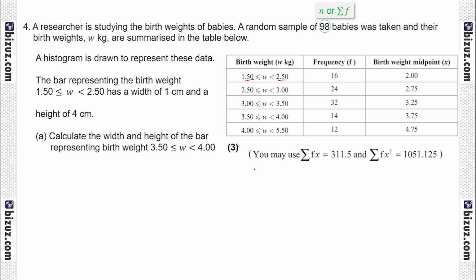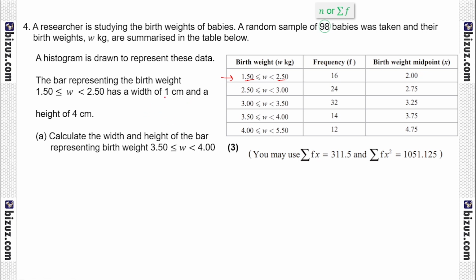And they have given, you may use these summary statistics. The sum of f times x is equal to 311.5 and the sum of f times x squared. However, information like this is usually handy when finding the mean and standard deviation, which will come up later. So for now, this isn't actually useful. So for this question, as you can see here, for one class, we know everything. For this class, from W being between 1.50 to 2.50, we know the frequency, we know the midpoint, although this is not really that useful here.